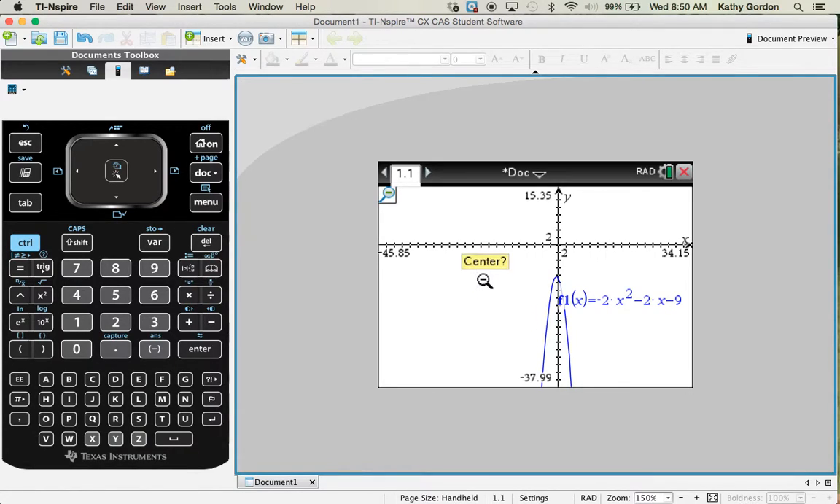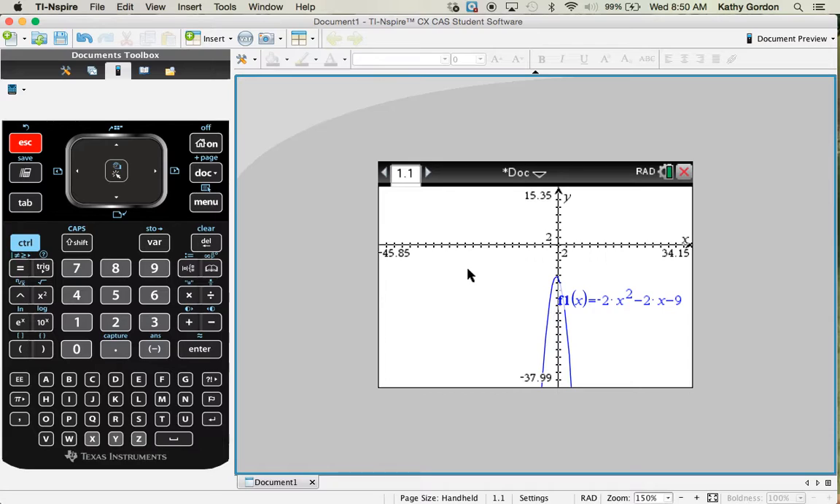Once I'm done, make sure that you hit escape to change your cursor back to a cursor and not that magnifying glass. Because as long as it's still the magnifying glass, every time you click on something, it keeps going out. It's like, no, go back. I didn't want to go that far. Okay.